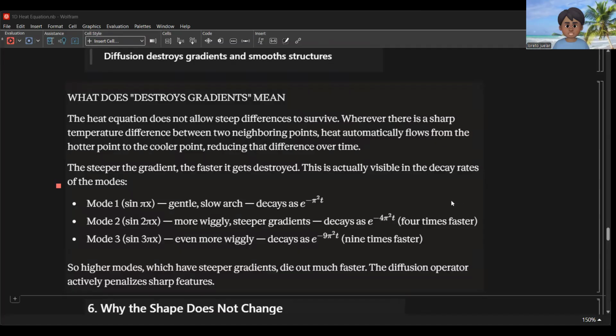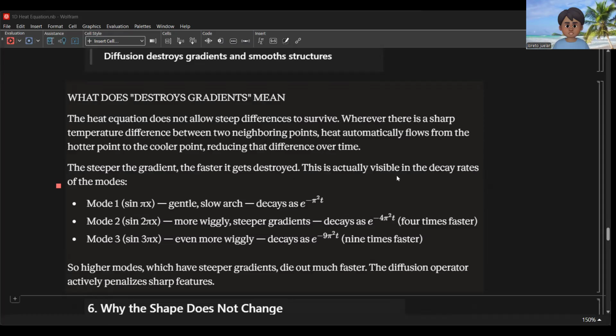So what does "destroys gradient" mean? The heat equation does not allow steep differences to survive. Wherever there is a sharp temperature difference between two neighboring points, heat automatically flows from the hotter points to the cooler points, reducing that difference. So the steeper the gradient, the faster it gets destroyed.